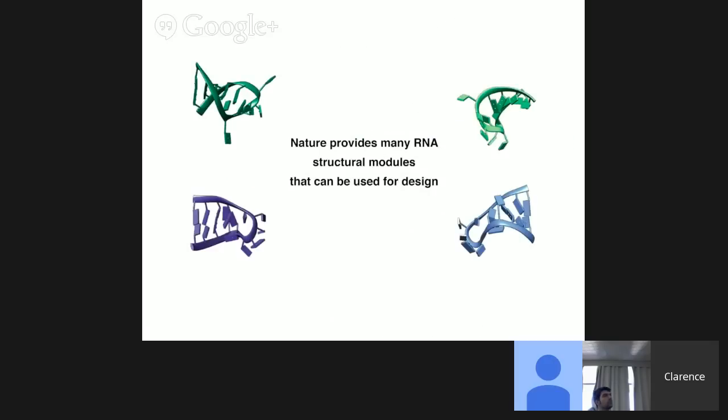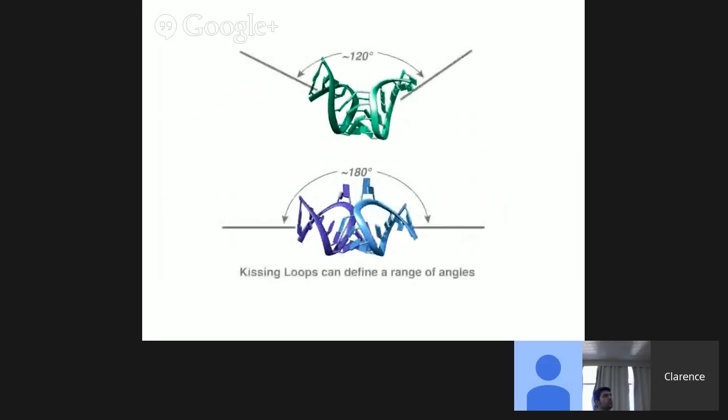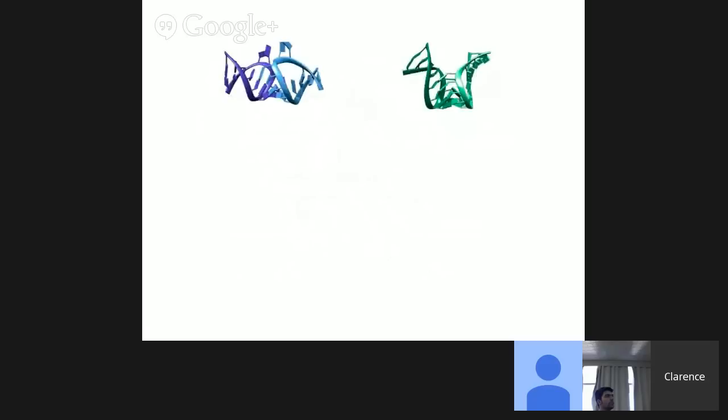In this picture here, we see 4 different loops, and at first glance, they're just loops. But what's cool is when they stick together, those loops carry three-dimensional information. It defines a precise angle. On the top, the green ones make a 120-degree bend. And on the bottom, the blue ones make a 180-degree bend. And that has to do with some other type of three-dimensional constraints, like where ions bind and things that are kind of complicated. But in the end, we can just use them as Lego bricks.